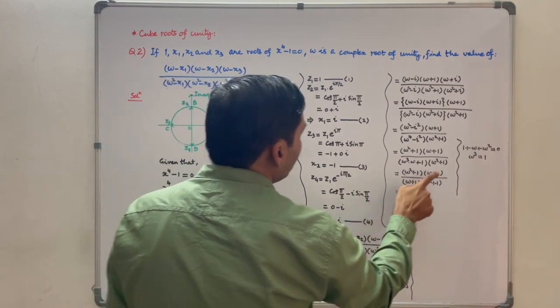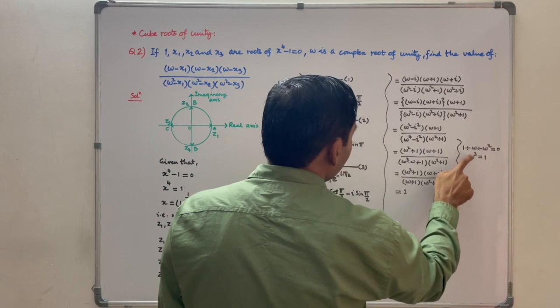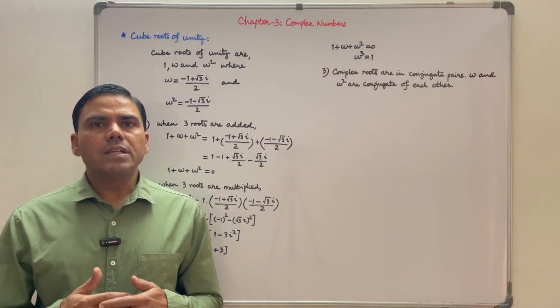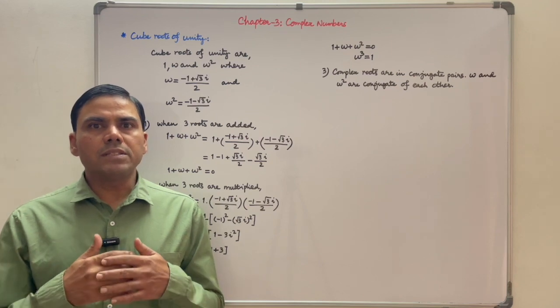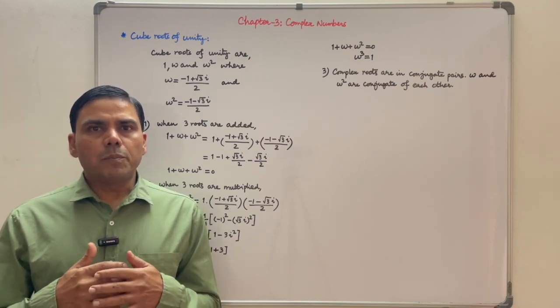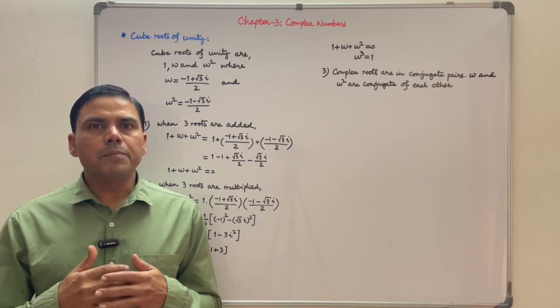We will use 1 plus omega plus omega square is equal to 0 and omega cube is equal to 1. Complex numbers in coordinate geometry is the most important topic in this chapter. Before we start this topic, I want to cover a couple of points in cube roots of unity which I forgot to mention in my previous video.